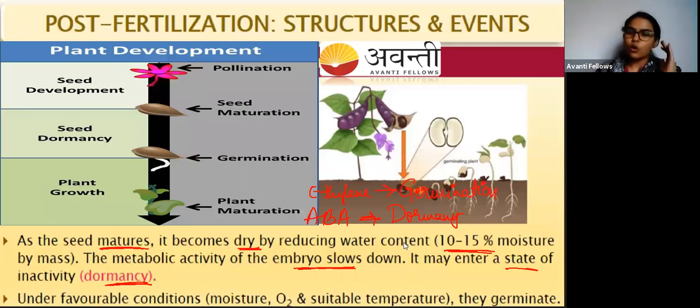So we can also artificially treat the dormant seed. By treating it with ethylene, we can make the seed germinate faster, and we can also make the seeds undergo dormancy.